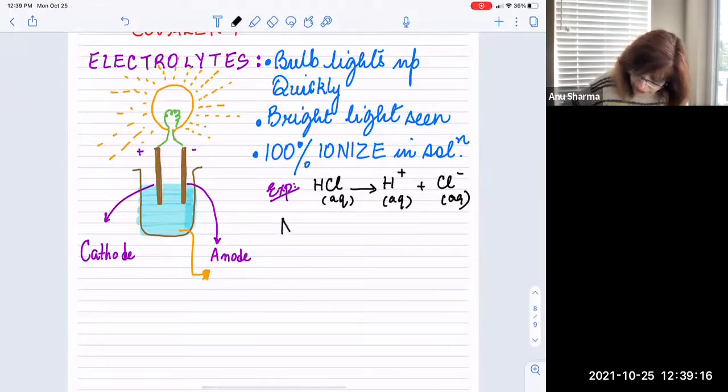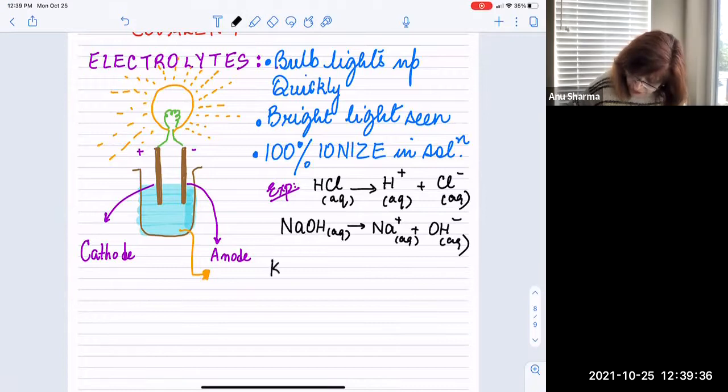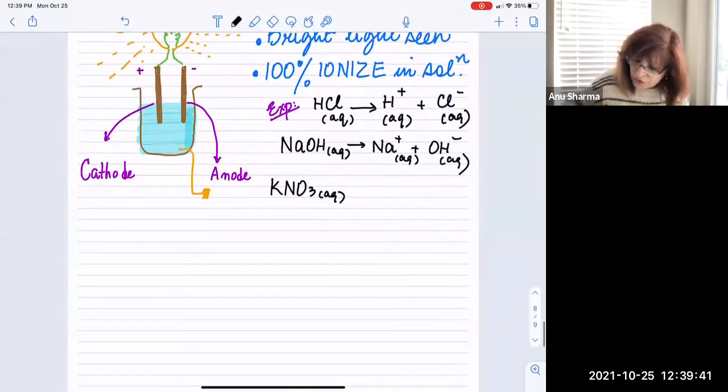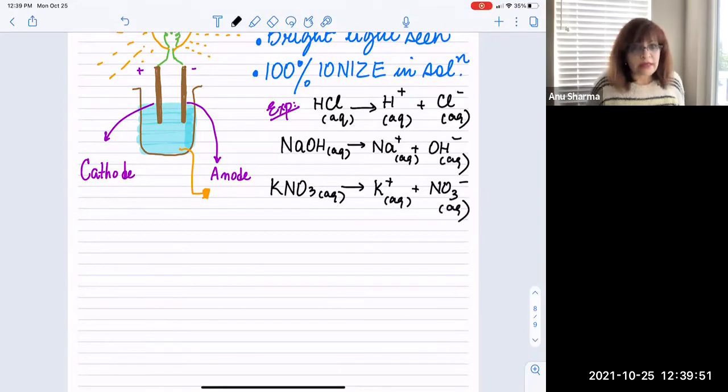Next, for example, you have sodium hydroxide. Sodium hydroxide aqueous gives you Na plus aqueous and OH minus ions aqueous. So 100% ionization as it dissolves in water. Same is the case if you have a solution of potassium nitrate. Potassium nitrate aqueous is going to break up 100% into potassium ions and nitrate ions, 100% ionization, quickly.